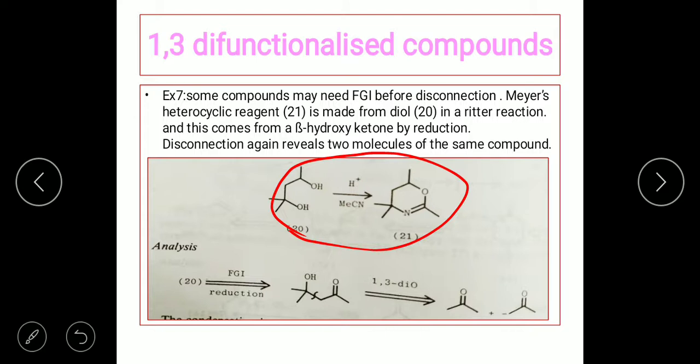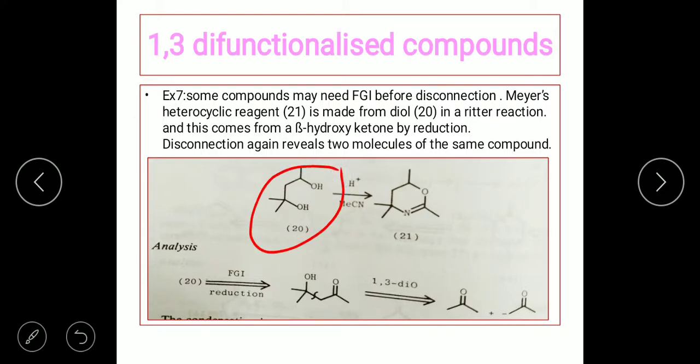But here what we are doing is the analysis for the diol. So here we are going to do the analysis of the compound 20. Here you can see there is a diol. So the better option is to just do the functional group interconversion. Means we are going to oxidize only one of the hydroxyls to a ketone, wherein the other hydroxyl group is being protected. So we are going to do a controlled oxidation, wherein we get an intermediate of this kind. Here you can see that this is again an example of a beta hydroxyketone.